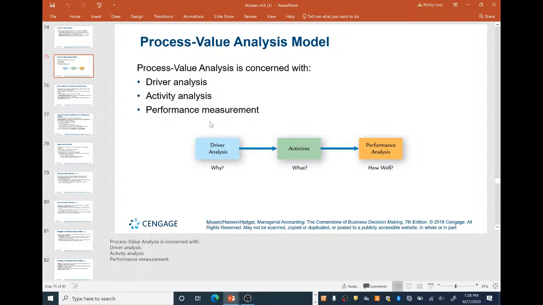We're concerned with 3 main parts: driver analysis, which is the why of whatever's going on. The next being the activity analysis. The activity analysis is what's going on. And then the performance measurement is how well did you do with the overall process.